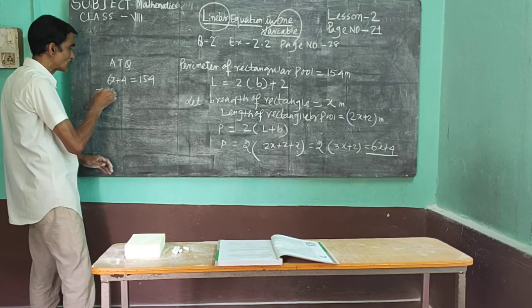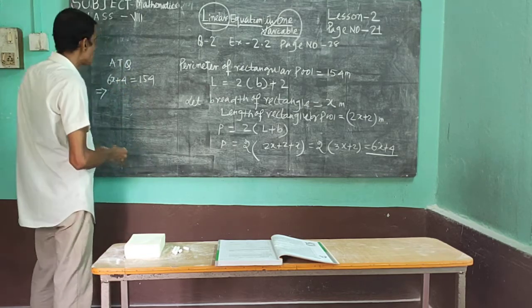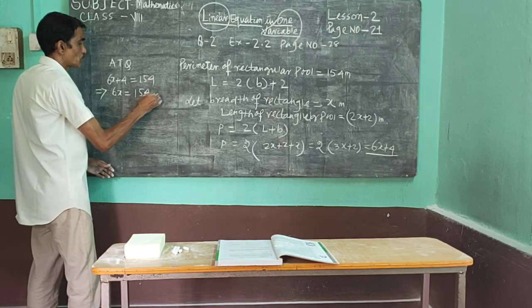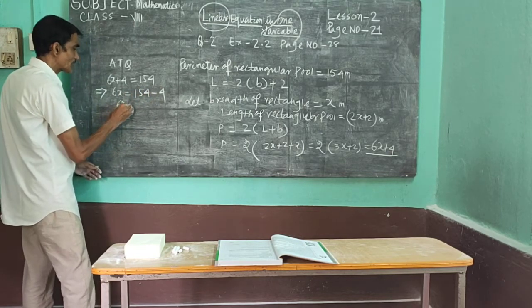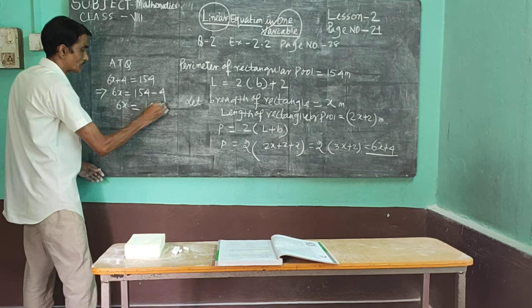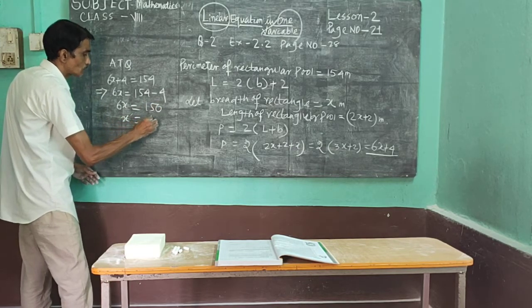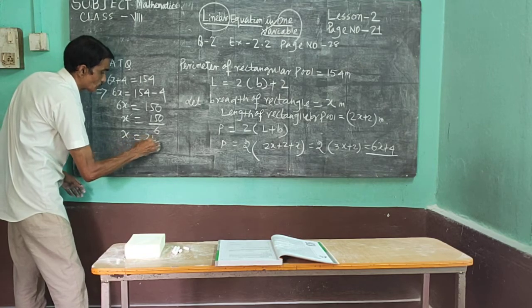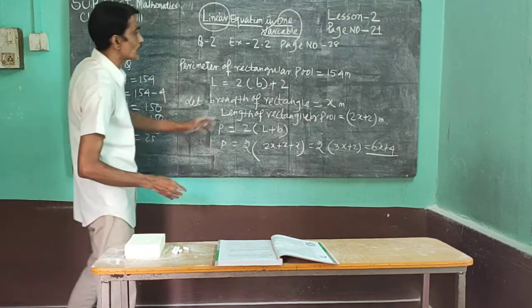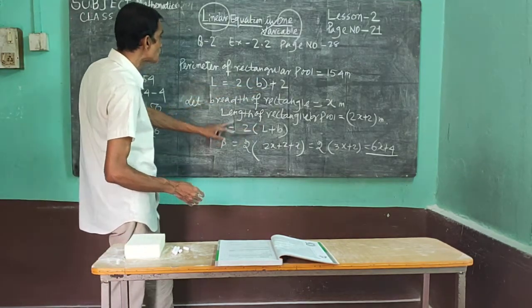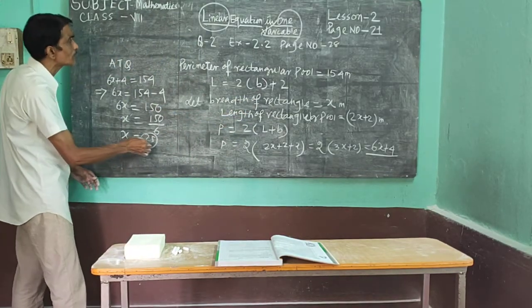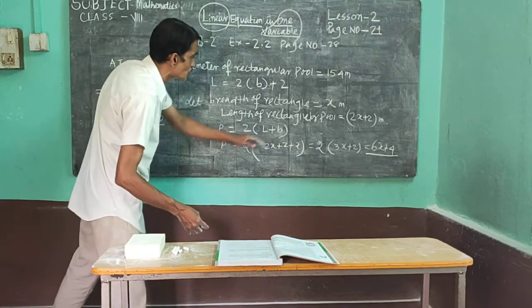Now solve how the linear equation in one variable is solved. So 6x is equal to 154 minus 4. 6x is equal to 150. x is equal to 150 by 6. x equals 25. So which one did you take as x? That means you took breadth as x. That means the breadth of the rectangle is 25 meter and the length is 2 times that plus 2.